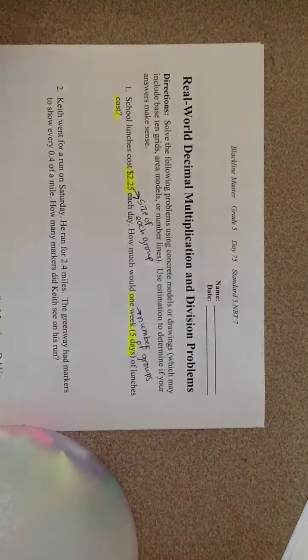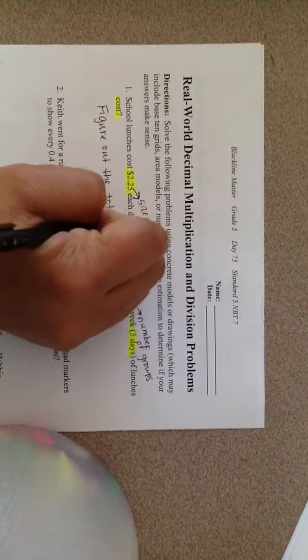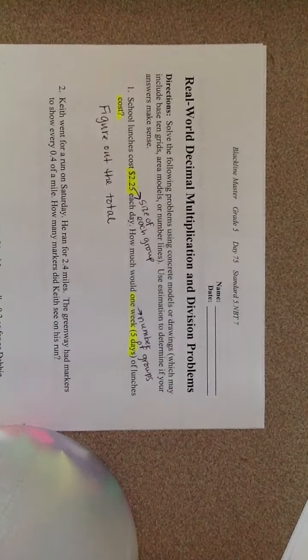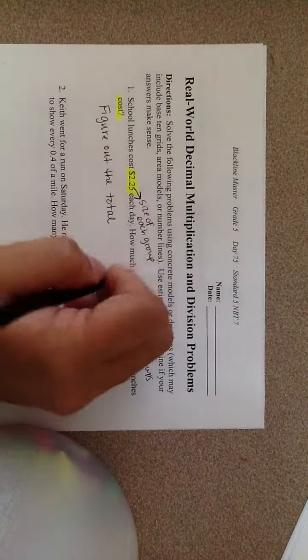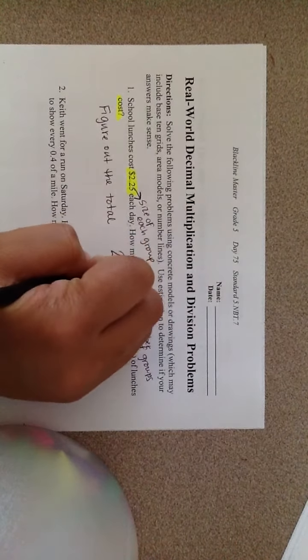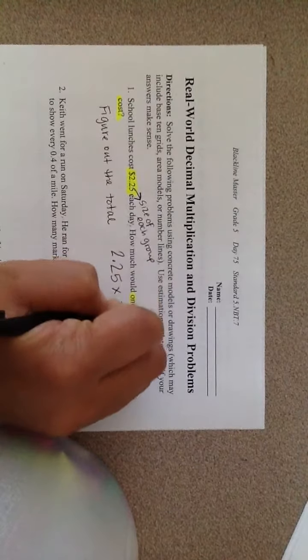They want to know how much it would cost for all 5 days. They want me to figure out the total. So that means I'm multiplying. In my notes, when I have to figure out the total, I multiply. When they give me the size of each group and the number of groups, I have to multiply. So my equation would be $2.25 times 5 wholes.